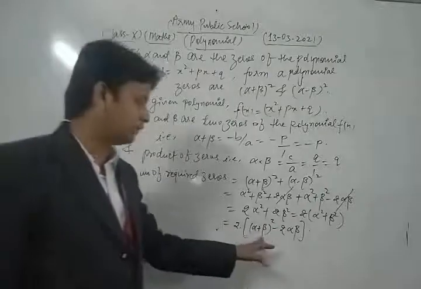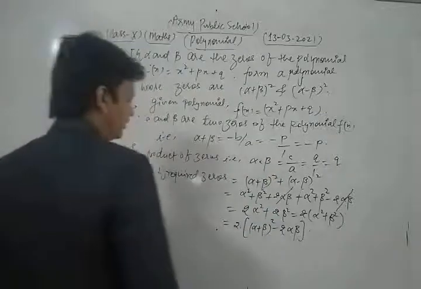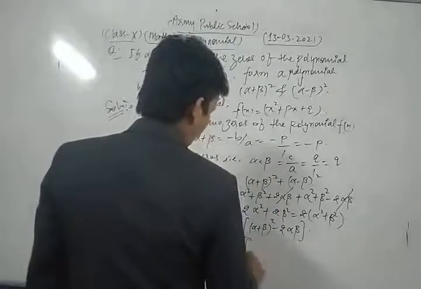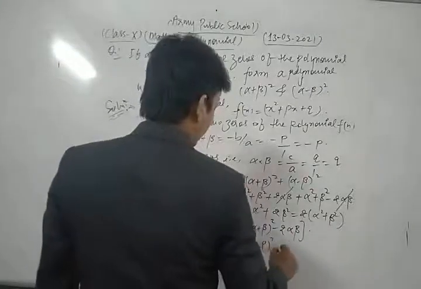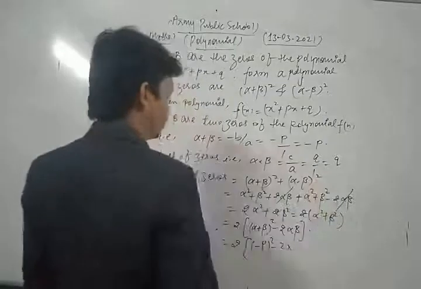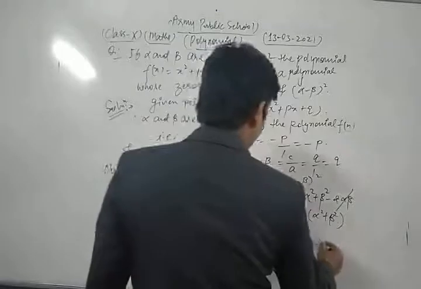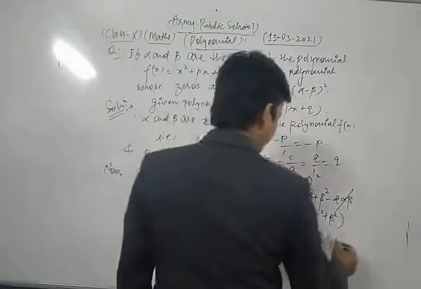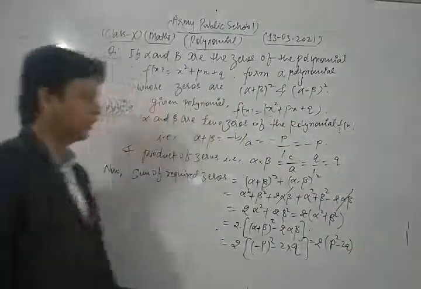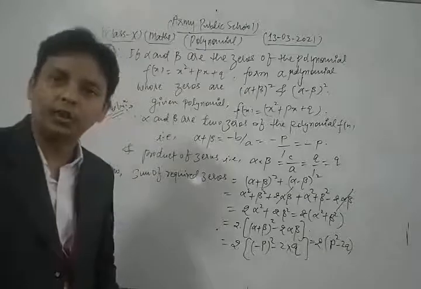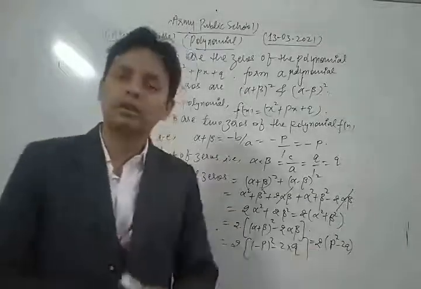Now we put the value of alpha plus beta and alpha beta with the help of these relations. So we get 2 into, alpha plus beta is minus p, so minus p whole square, and 2 alpha beta is 2q. So we get 2 into p square minus 2q. This is the value of the sum of the required zeros. Sum of the zeros of the required polynomial is 2 into p square minus 2q.